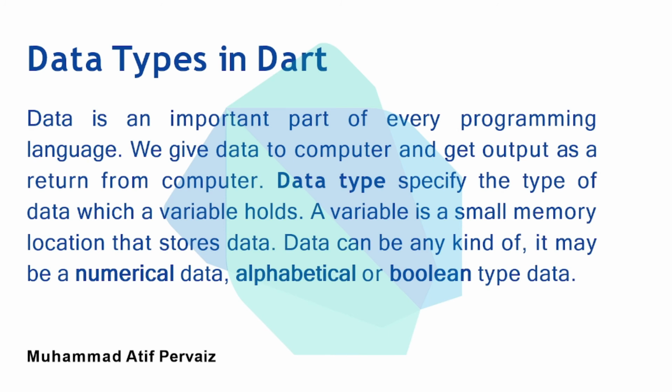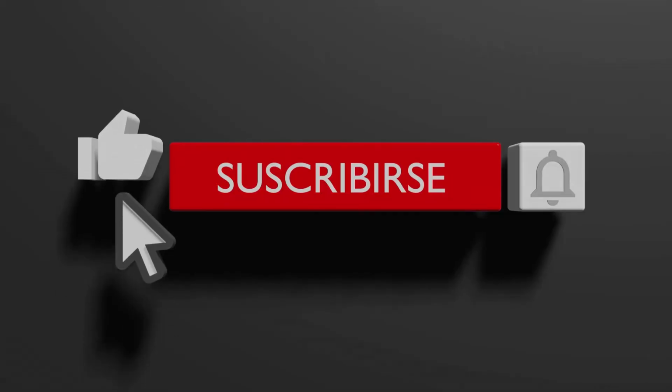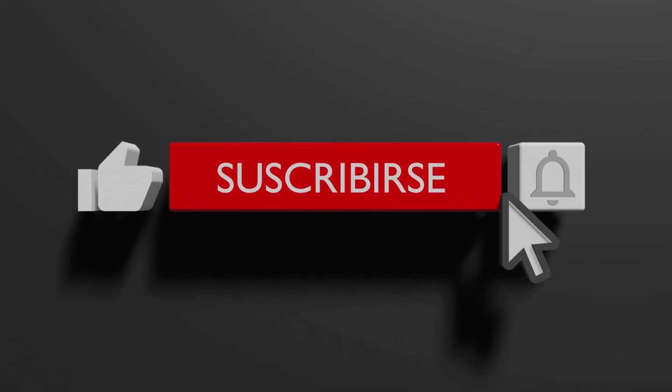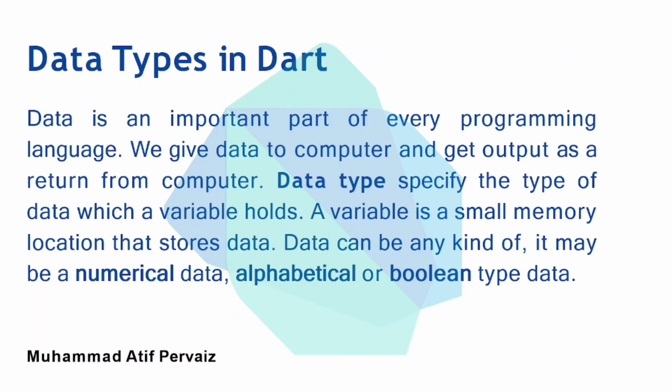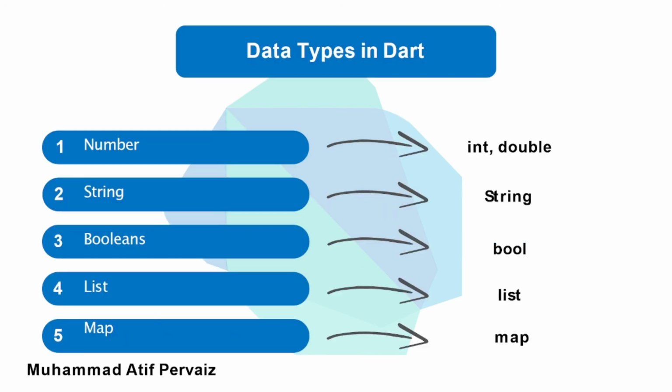Data types in Dart. Data is an important part of every programming language. We give data to a computer and get output as a return from the computer. Data types specify the type of data which a variable holds. A variable is a small memory location that stores data, as we have discussed. Data may be numerical, alphabetical or boolean type of data.